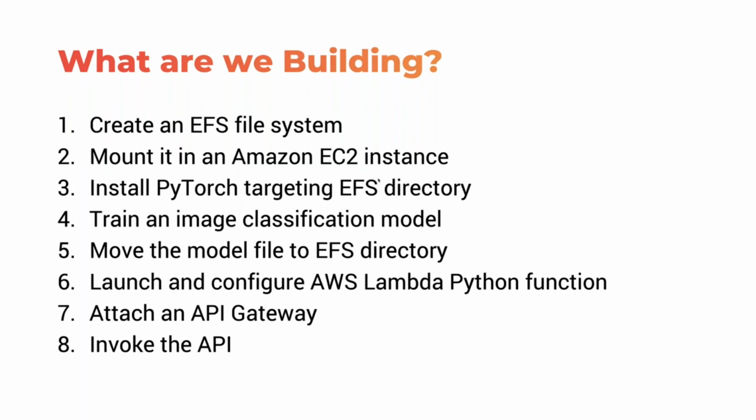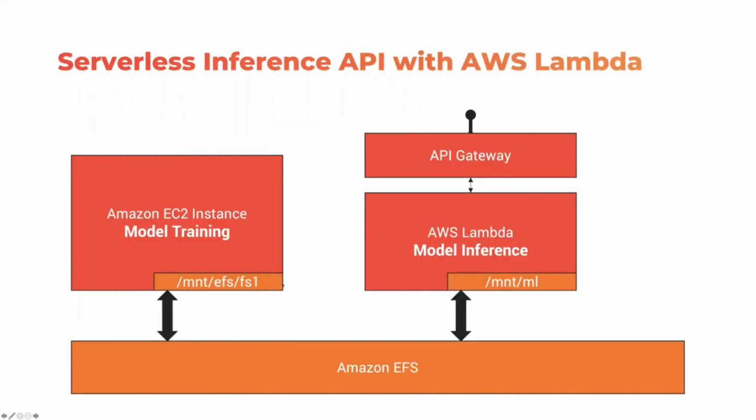Then we will train an image classification model within the EC2 instance or outside of the EC2 instance. That is completely optional. Now, to save time, I have a pre-trained model, so I'm not going to really kick off the training. And then once the model is generated, we'll obviously move it to the EFS directory, and that completes the first step, basically this part where the model gets trained and becomes available on EFS.